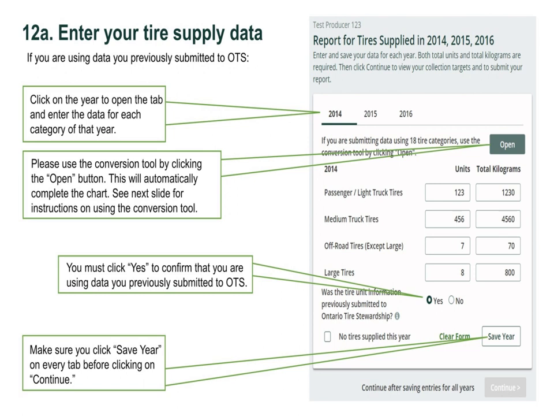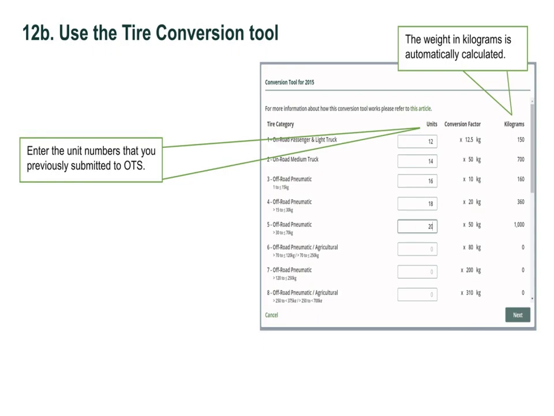Just for convenience, we know that sometimes, if you're a new reporter, you didn't supply any tires in a particular year. Rather than having to put zeros into all of the fields, you can check off "I didn't supply any tires in this year," then save the year, and then move to 2015 and fill that in, and then 2016. If we go to the next slide, you'll see the conversion tool that I just mentioned.